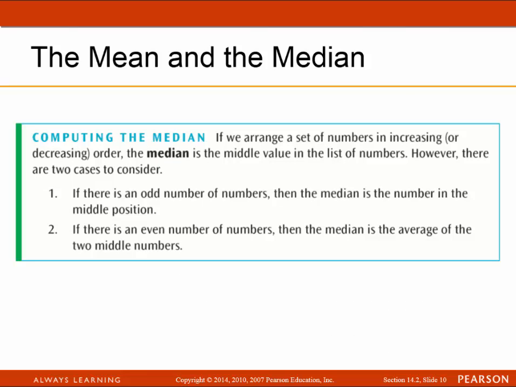So if we arrange a set of numbers in increasing or decreasing order, the median is the middle value in the list of numbers. Now there are two things to consider. If there's an odd number of numbers, then the median is the number in the middle position. If there's an even number, then the median is the average of the two middle numbers.